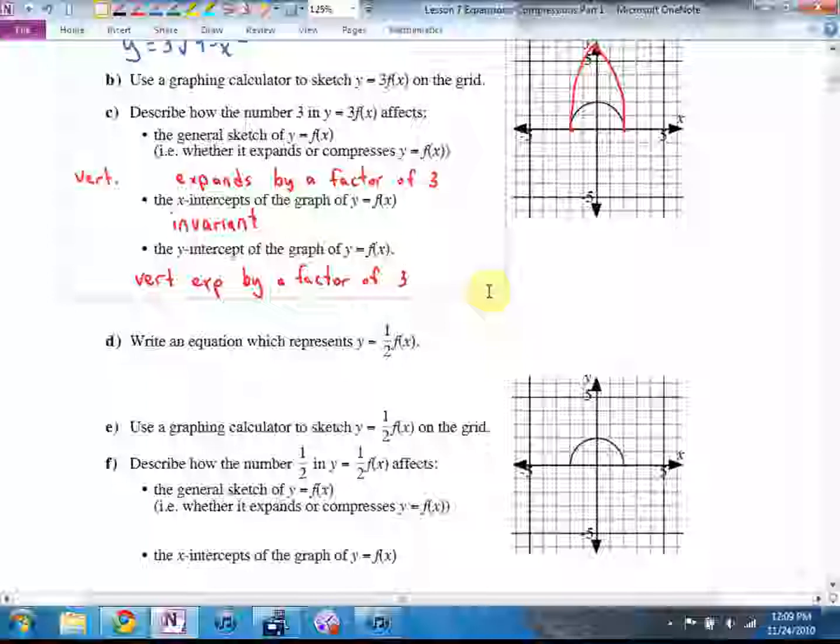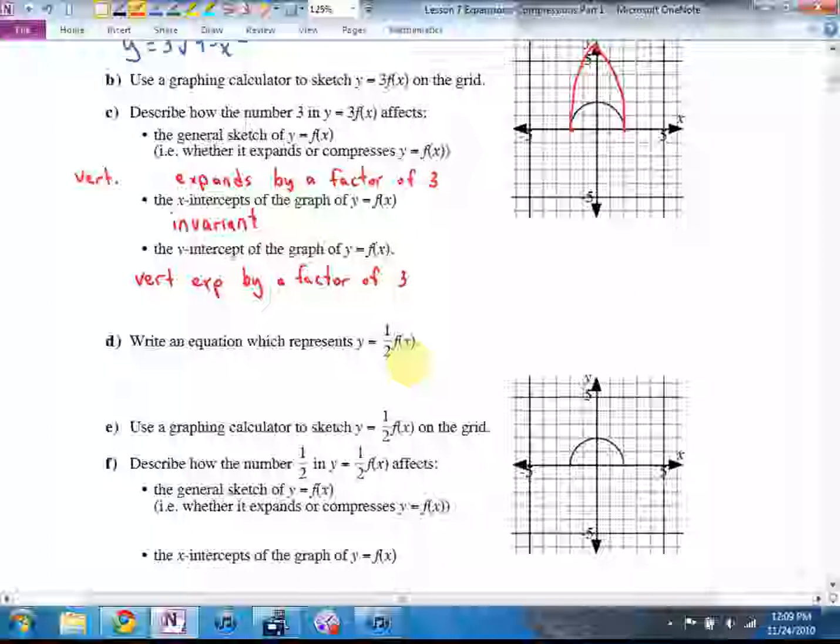Okay? D says, write an equation which represents y equals 1/2 f of x. Again, is the 1/2 inside the function next to the x, or is it out in front? Now, it's out in front. By the way, this is vertical. Is it on the same side as the y? So it's no longer backwards. If it was on the same side as the y, it'd be backwards. Is this on the same side as the y?